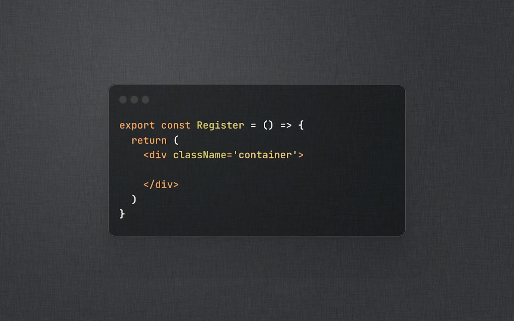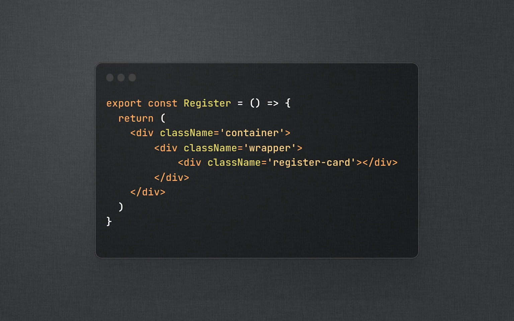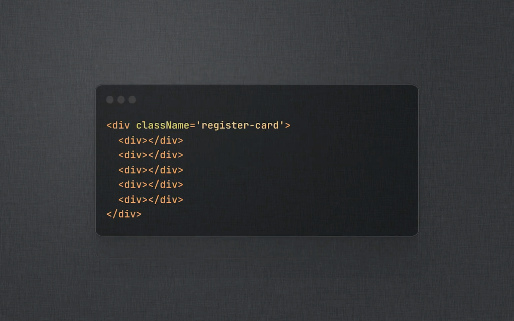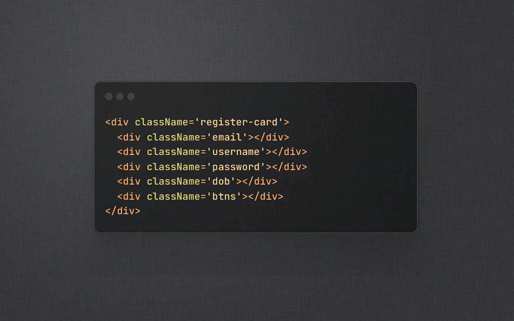We need one div with the class name container. Within the first div, we need two more divs, one with the class name wrapper and the other one with the name register card. Within the register card div, we will need 5 more divs with the names email, username, password, DOB, and the last one with the name buttons.